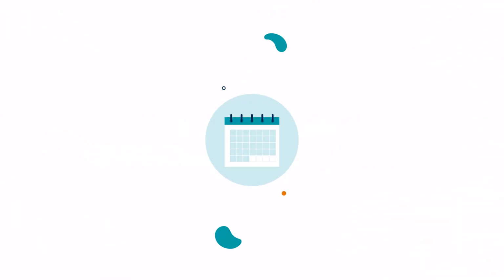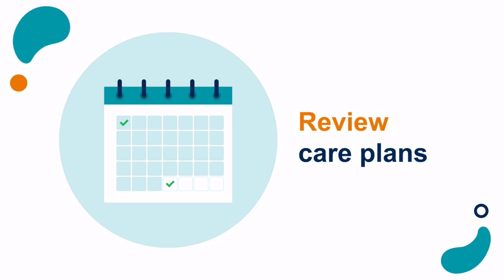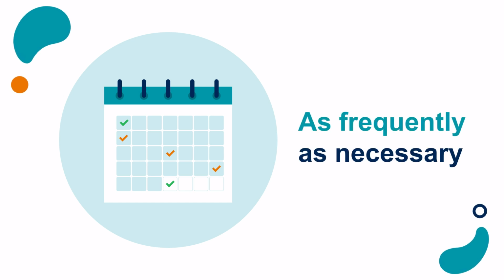The IPOS Dem should be completed at least once a month if the person with dementia and their symptoms are stable. You may also wish to complete it at care plan reviews, as it may help inform next steps. If you notice any changes in symptoms or the person with dementia becomes unwell, it is important that the IPOS Dem is completed to determine what is happening. You can complete the IPOS Dem as frequently as you feel is necessary.